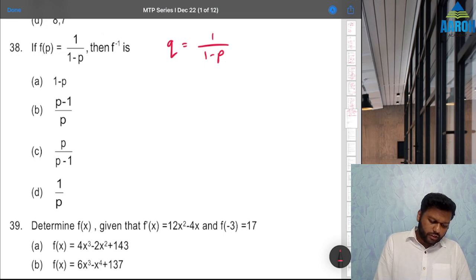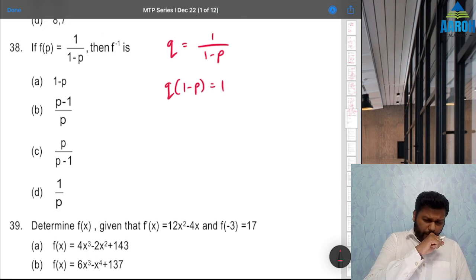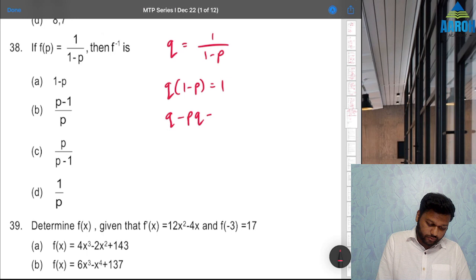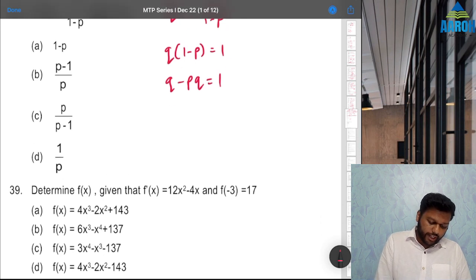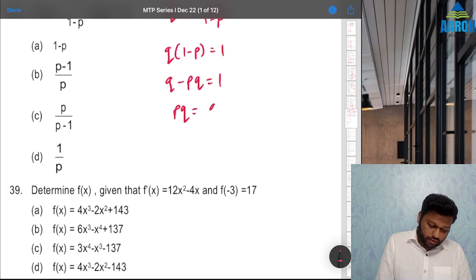P is equal to something. What can we do? Can I write q into 1 minus p is equal to 1? Right? Fine. Then can I write q minus pq is equal to 1? That means can I write pq is equal to, if we take it to the right hand side and bring 1 here, q minus 1. That means can I say p is equal to q minus 1 by q.